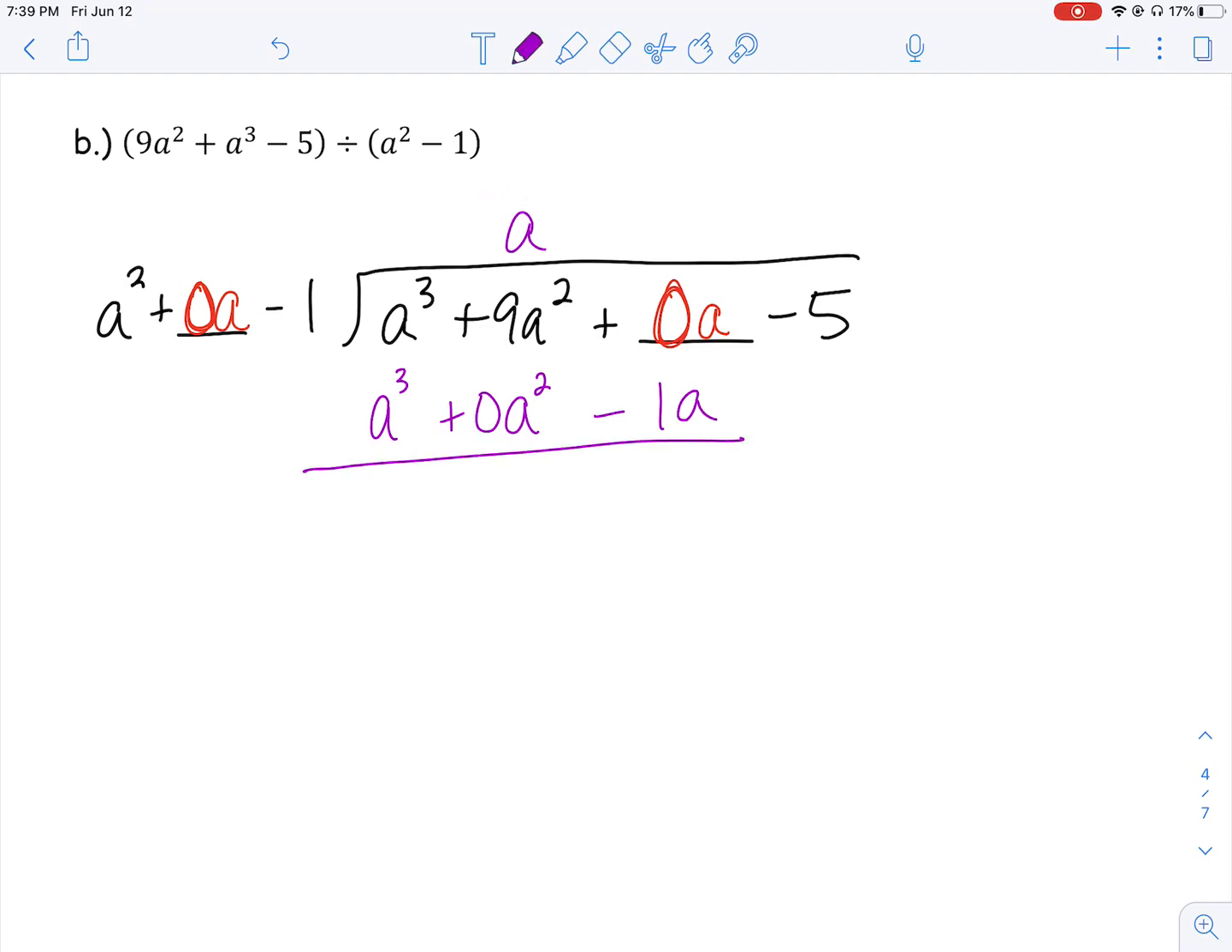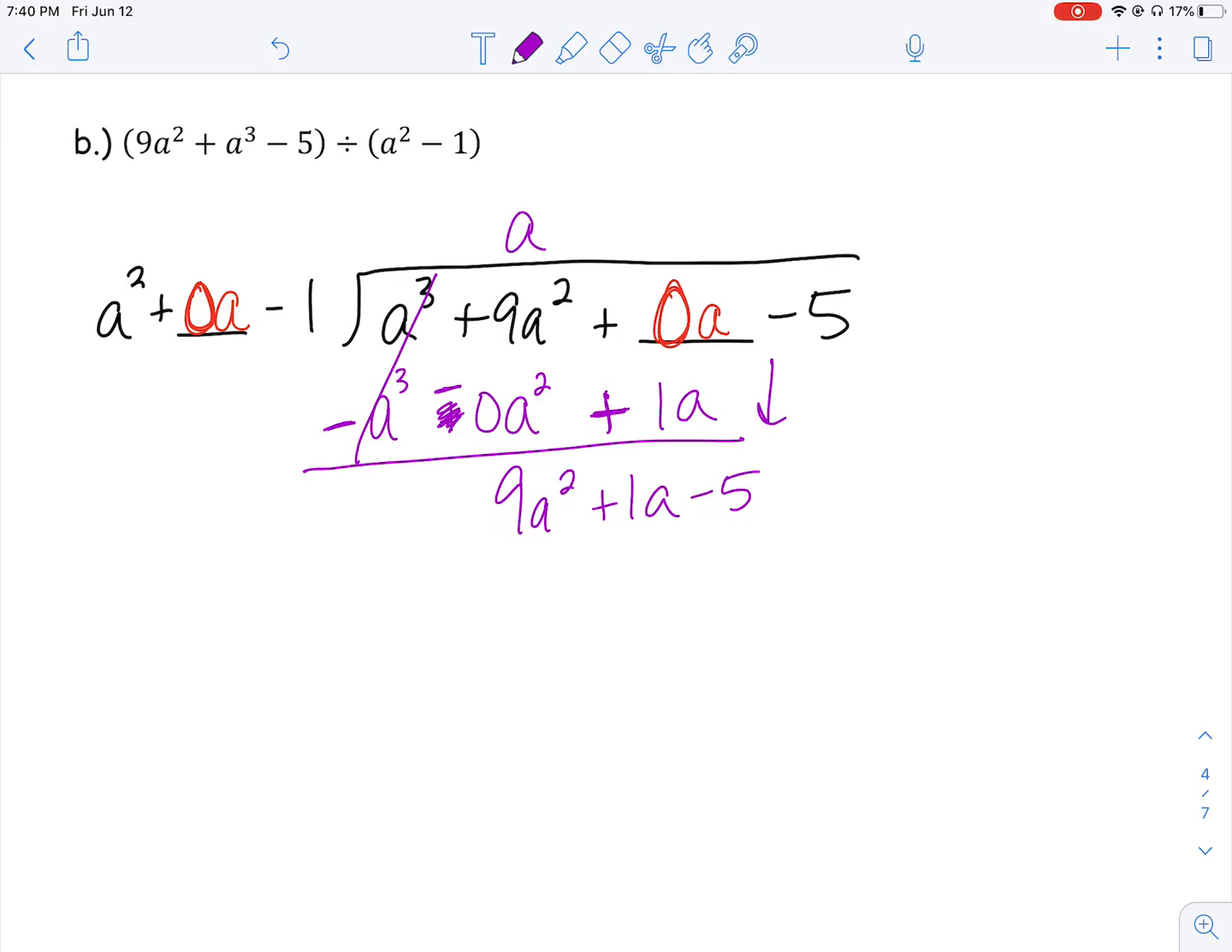Yeah, we're going to draw our line and we're going to subtract. I'm going to subtract here, this term, and this term. I'm going to change my signs to everything. Be careful with that. My a cubed minus a cubed cancels. 9a squared minus 0a squared is just 9a squared. 0a plus 1a is just 1a. And then I'm going to bring down my negative 5.